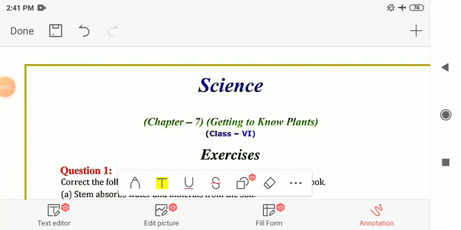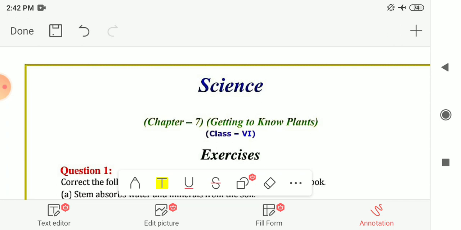Hello students, in this video we are going to solve the textbook exercise for chapter number 7. The chapter name is Getting to Know Plants. Class 6, Subject Science NCERT.